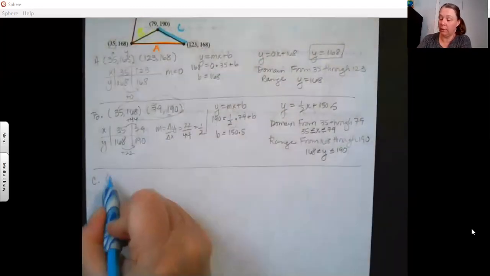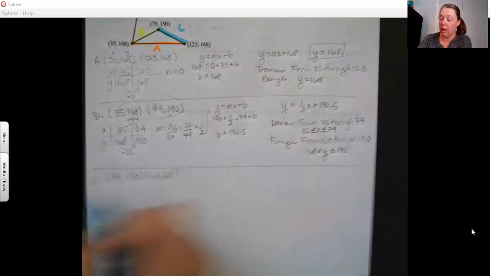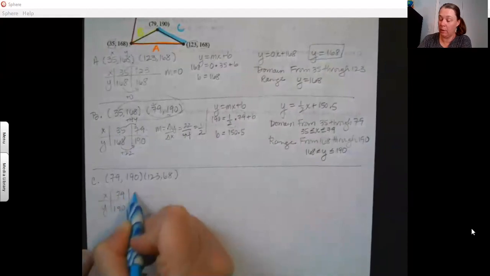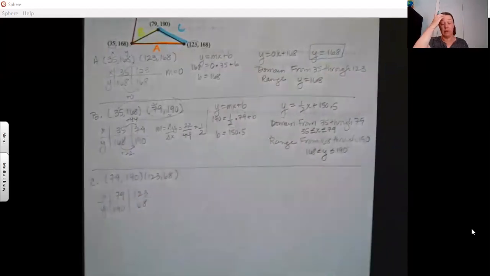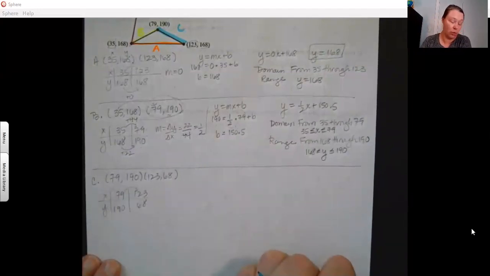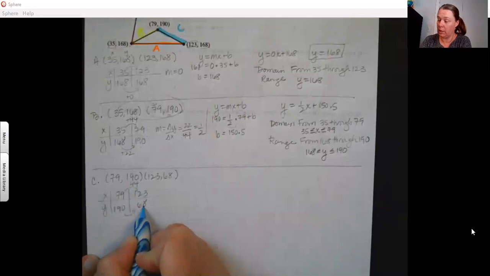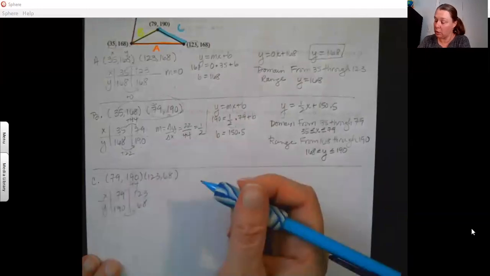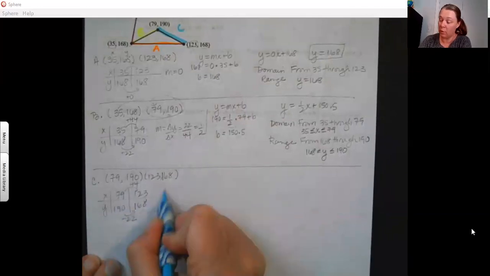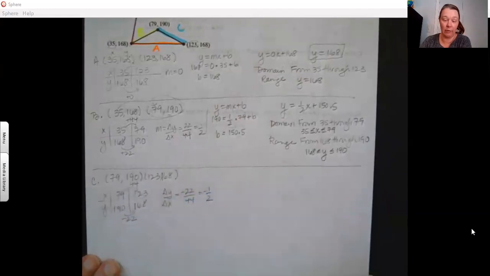Okay, so for C, I'm going to use the 79, 190 and the 123, 168. Again, if it helps you to make a table, make a table. I really find that it does tend to help people to draw that table. If it doesn't, then don't. Okay, so from 79 to 123, we're increasing by 44. Here we are decreasing by, this is 168, by 22, so negative 22. So my delta y over my delta x is negative 22 over 44, or negative 1/2.